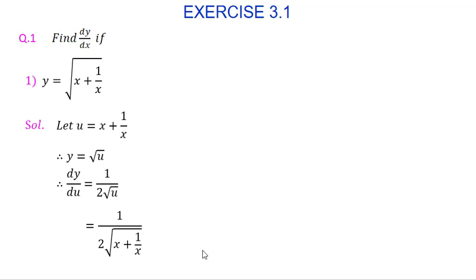Now u is x plus 1 upon x, so I will differentiate this u with respect to x. Derivative of x is 1, so I will write 1, and derivative of 1 upon x is minus 1 upon x square. So here I am using the first rule where y is equal to u plus v, where u and v both are functions of x. Here it is x plus 1 upon x, both are functions of x. So I can use that rule and I will get du upon dx as 1 minus 1 upon x square.